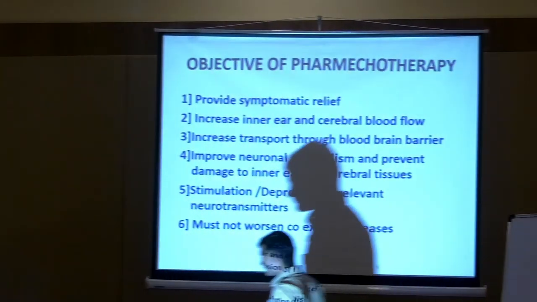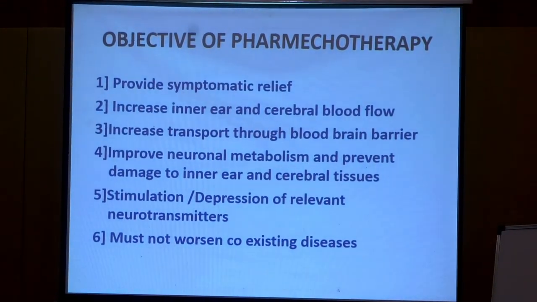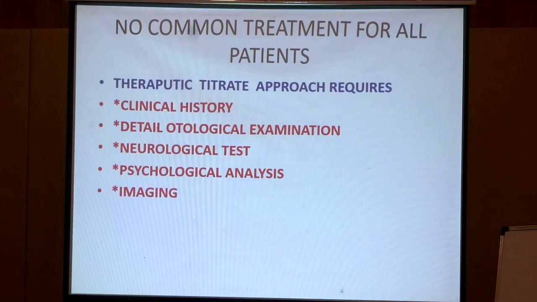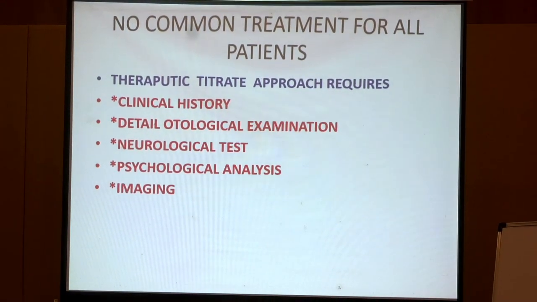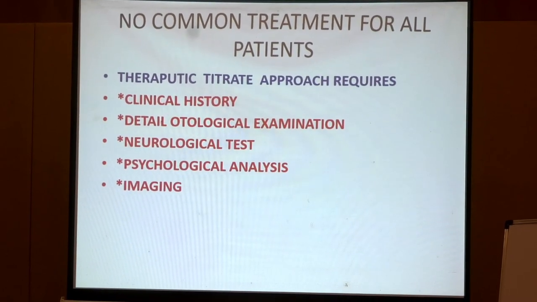It must give symptomatic relief, must remove or reverse the pathology of the vertigo. It can be used for the prevention of recurrence, and it must not depress or delay the vestibular compensation. It must provide symptomatic relief and must not worsen any coexisting disease, and act by either stimulation or depression of the relevant neurotransmitter. As we know, there is no common treatment for all the patients in vertigo. There is a therapeutic approach to diagnose the patient and to treat the patient.